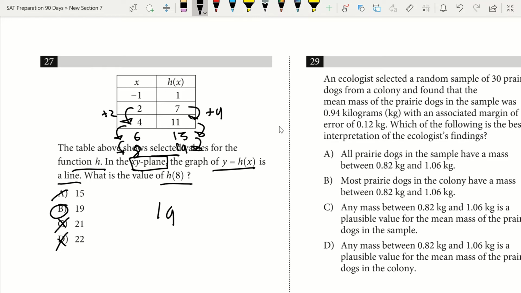Okay, so that one right there, that one's just understanding a line has the same slope, and then we're just increasing by 2 until we get to 8, finding what y equals at that point. That's 19. Okay, so that one right there, pretty simple. 27, answer there is B.